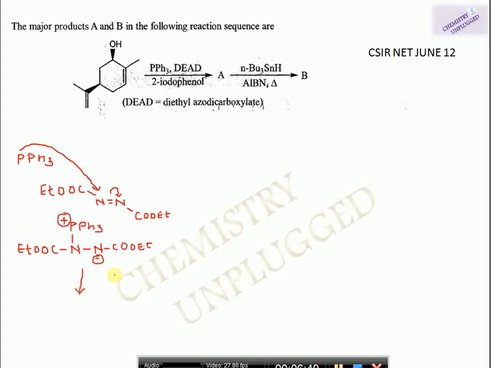So we have this intermediate here which will abstract hydrogen from 2-iodophenol and generate a nucleophile. We have this 2-iodophenol molecule and this negatively charged nitrogen will abstract hydrogen from it. So we have a nucleophile here. We will use it later.